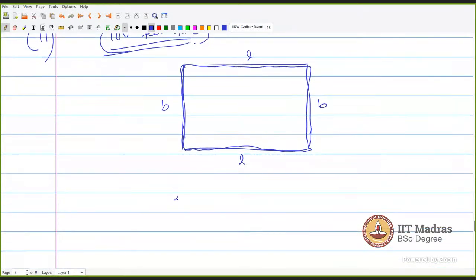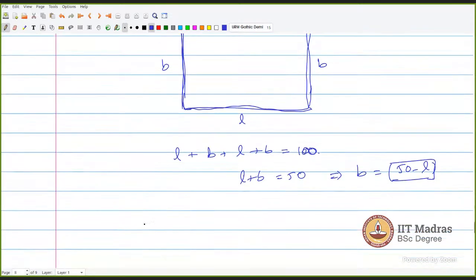Now we said it is a rectangle, so it tells me that L plus B plus L plus B is actually 100. So L plus B is 50. From this, B equals 50 minus L, right? I can write breadth in terms of length. Now, what is the area of this rectangle? L into B. So L into B, I just substitute this.